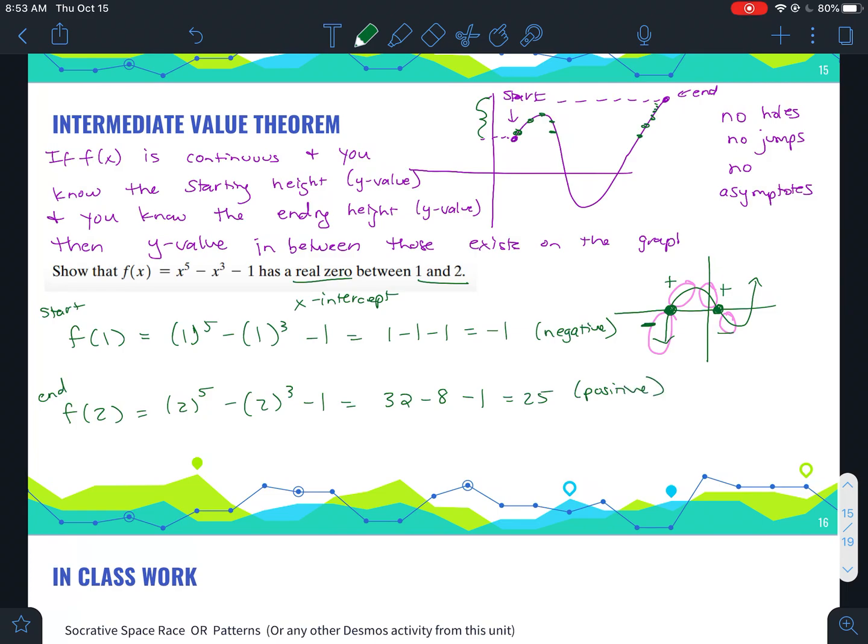So since my y values changed sign, yes, there has to be an x-intercept between x equals 1 and x equals 2. And so that's how we can use the intermediate value theorem.